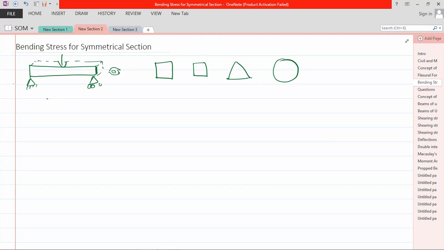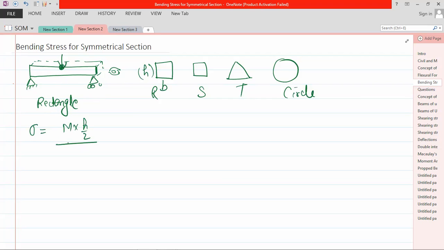Now for the same load, the section is rectangle, this is square, this is triangle, this is circle. Now if this is B and this is H, I want to find out the bending stress at this point. The bending stress will be sigma is equal to M into h by 2 upon I. Now what is the I? I is bh cube by 12 and the load W is acting, so M is WL by 4.